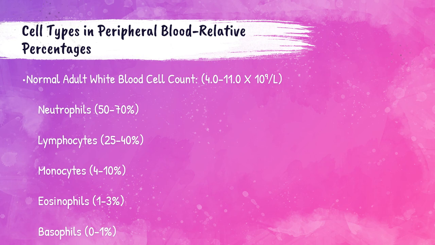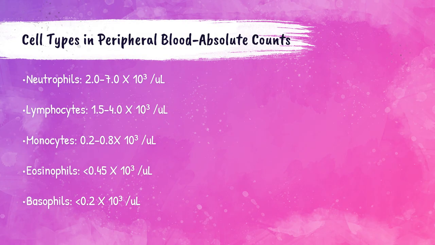So this would be if a laboratory professional counted a 100 cell differential, this would be the number of neutrophils, lymphocytes, or monocytes out of 100 that the lab professional counted. Now for the absolute counts, the normal reference range for white blood cells is as follows. Neutrophils 2 to 7 times 10 to the third per microliter, lymphocytes 1.5 to 4 times 10 to the third per microliter, monocytes 0.2 to 0.8 times 10 to the third per microliter, eosinophils less than 0.45 times 10 to the third per microliter, and then basophils are less than 0.2 times 10 to the third per microliter.